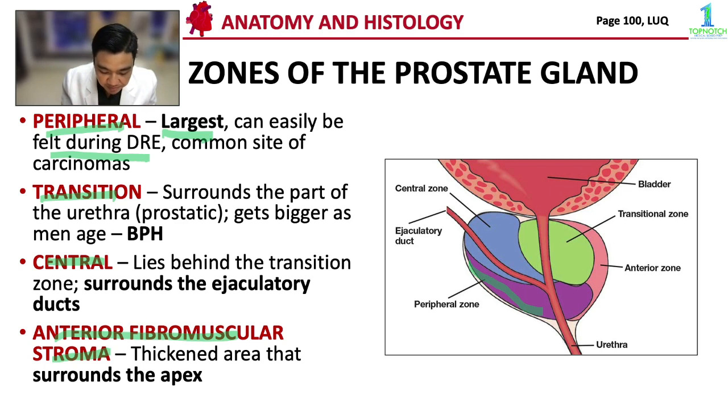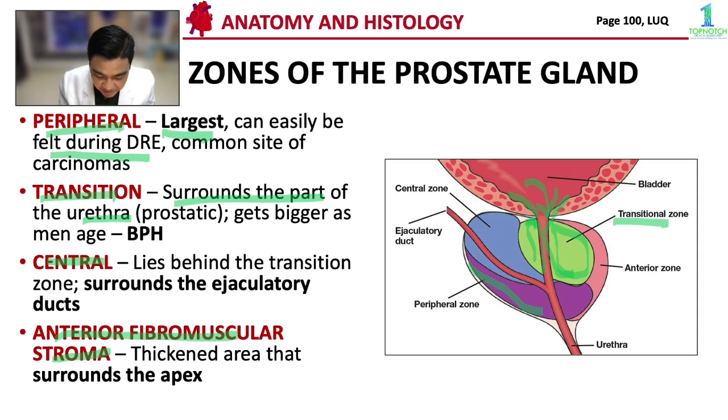The transition zone is the part that surrounds part of the urethra, and it is the part that actually enlarges as a person gets older. Look at its relationship. If this is the bladder neck, this is the transition zone. If this zone enlarges or nagugunta siya intraluminally or lumalaki siya paloob, it could be bad enough to cause obstruction with the flow of urine.